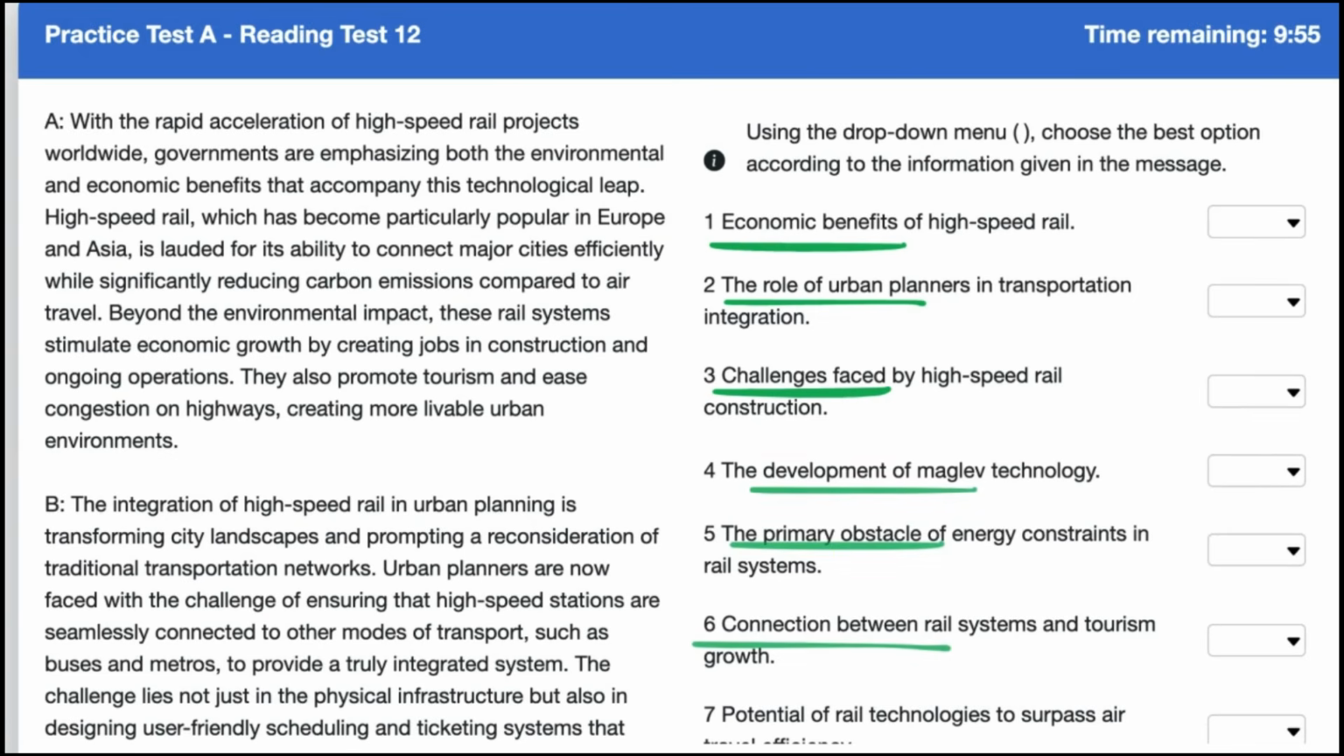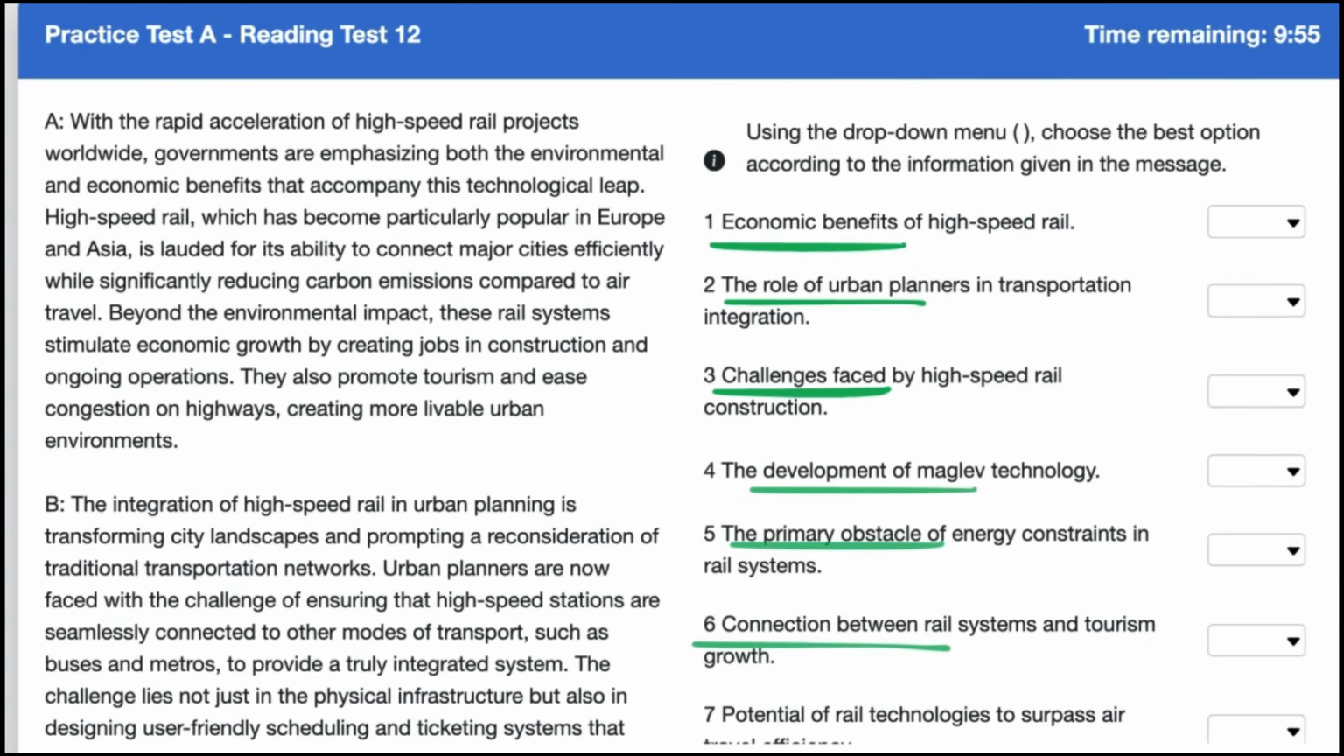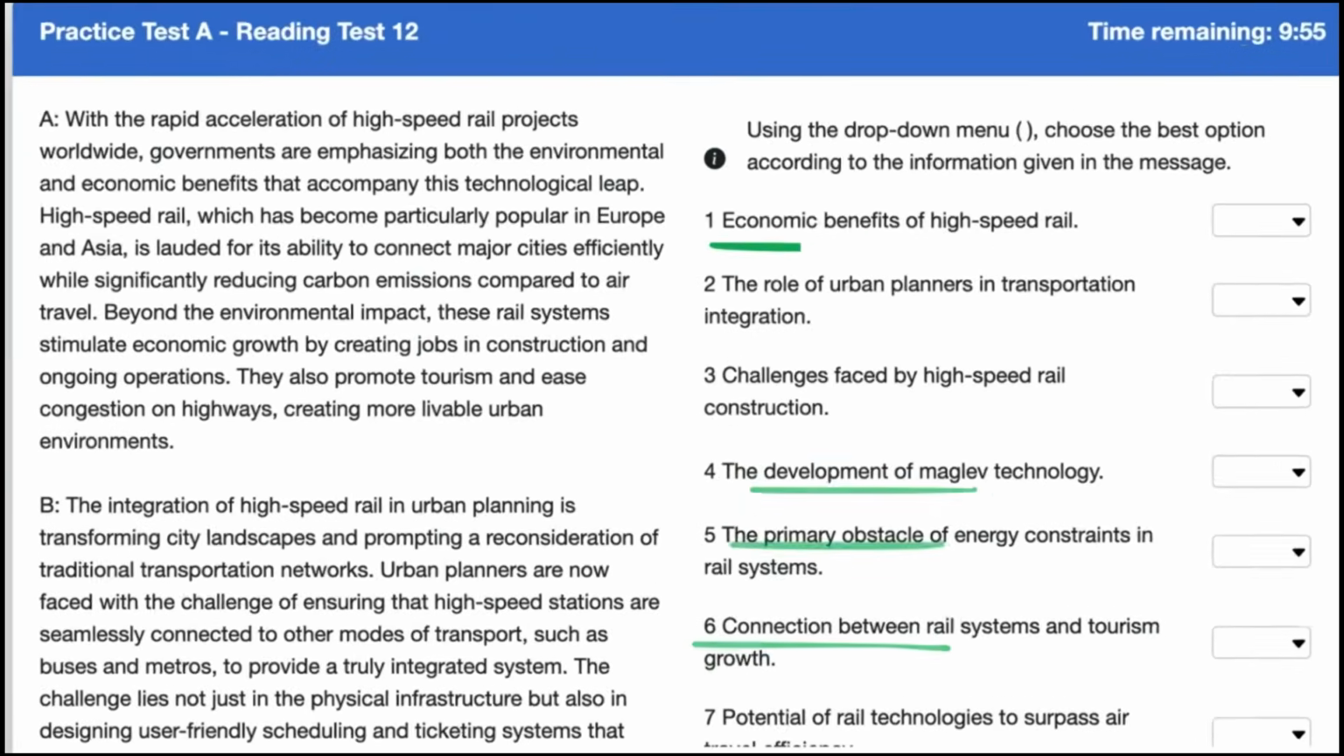Now here I would look at number 1, economic benefits. So I'm thinking of the concept of finances, money, something related to money movement and jobs maybe. Number 2, I'm looking at the role of urban planners in transportation. The role is what I'm concerned about. So I'm thinking about their job description, their activity, their responsibility. Number 3, challenges.